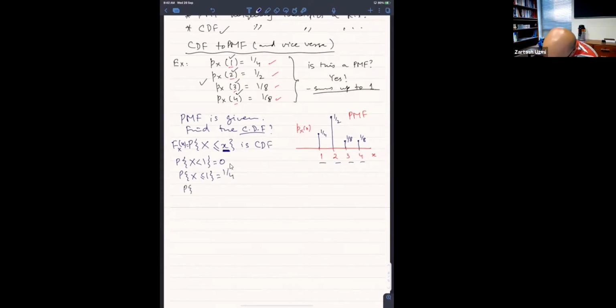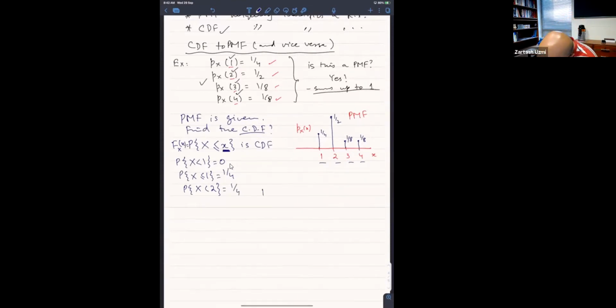What is the probability x takes a value less than 2? Less than 2. Answers in the chat window. Less than 2. Not less than equal to 2. It's less than 2. Less than 2 is also 1/4. Is also 1/4, not 3/4.